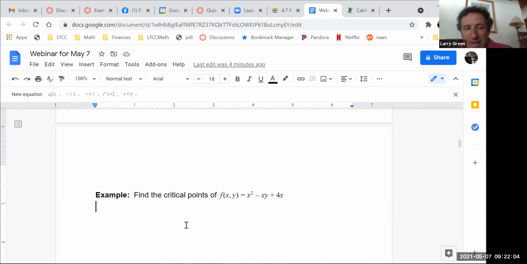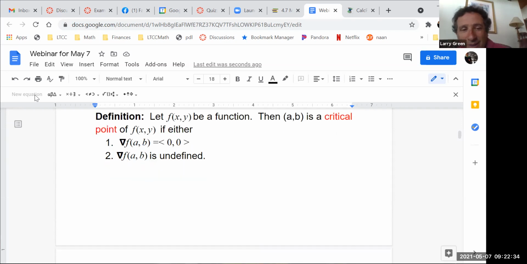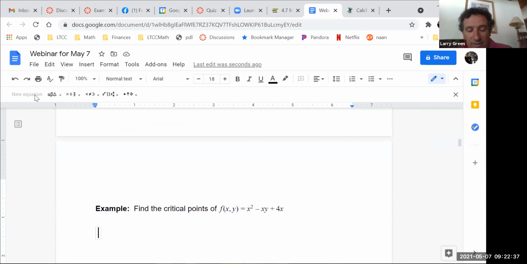Linear algebra, matrix theory. So instead, we're going to do what? If you want to find the critical points, what do we do? What do we have to find? If you don't remember, let me pull up the definition. To find the critical points, what do we need to find? Yeah, we need to find the gradient. So let's find the gradient.